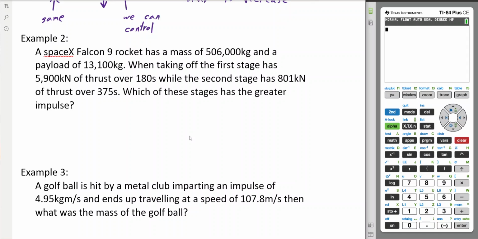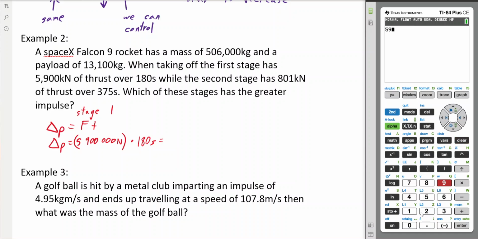Okay, so let's go ahead and try this out. It's not going to be perfect because some of the thrust comes from the rocket ejecting matter down, so it will have decreased mass by the time the second stage kicks in. But we're going to just ignore that for the purposes of simplicity. So stage 1 is going to be delta P equals Ft. In this case, delta P equals 5,900 kilonewtons, so we times it by 1,000 to get newtons, times the time, which is 180 seconds.